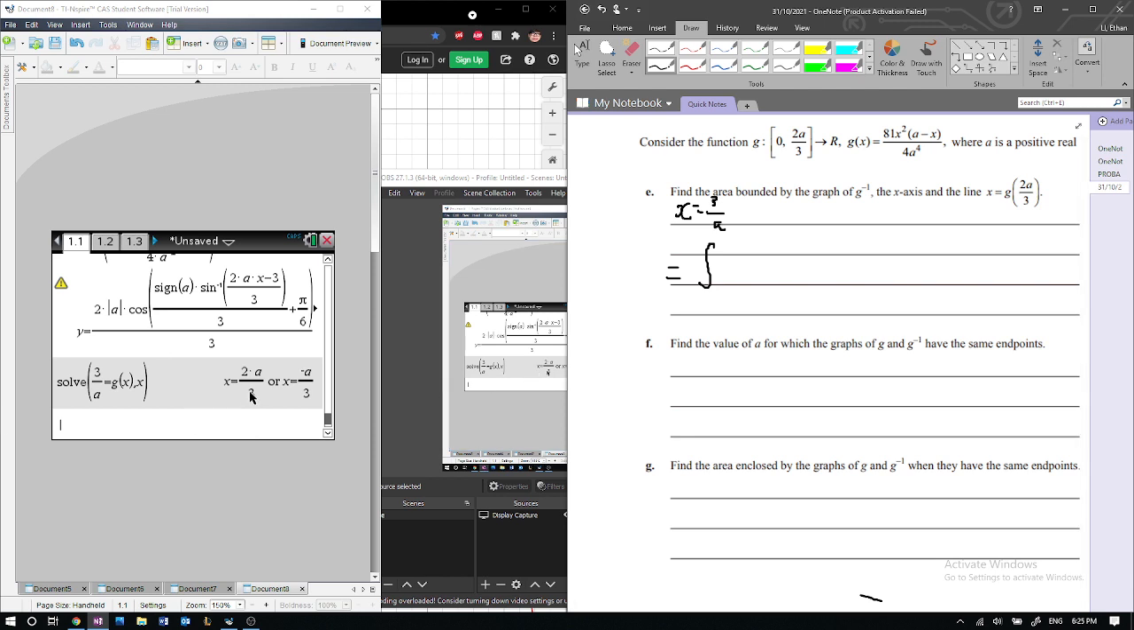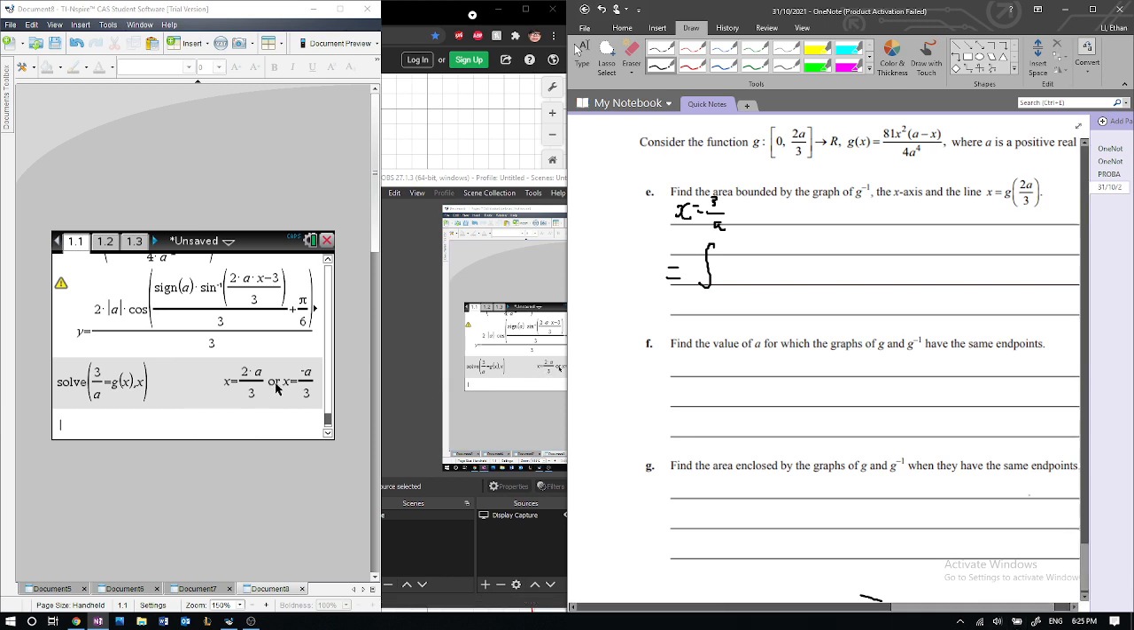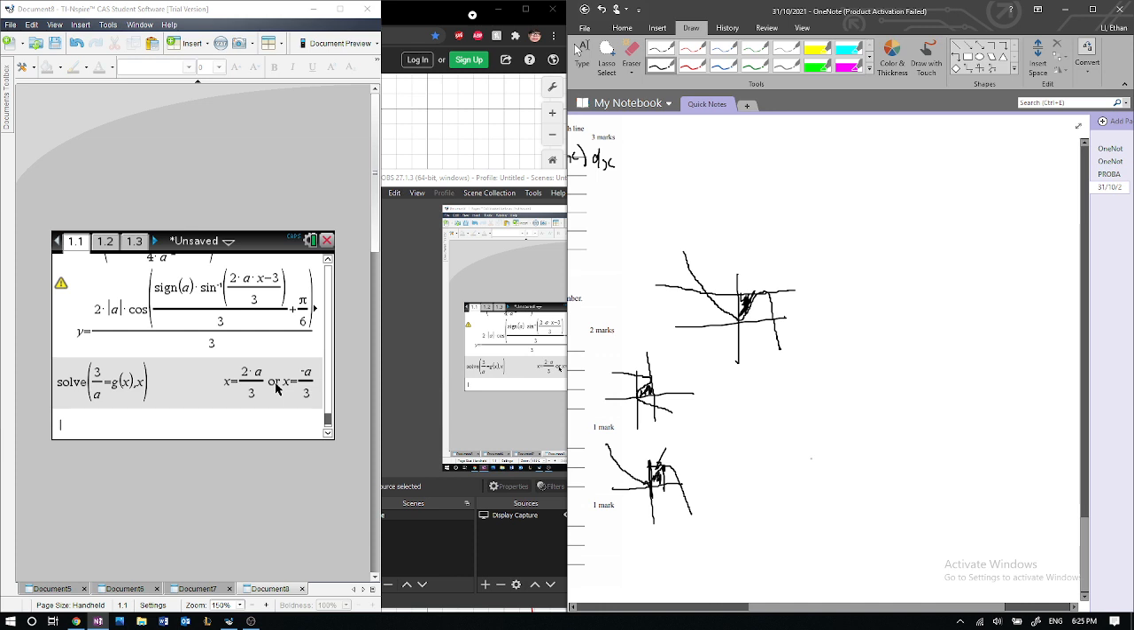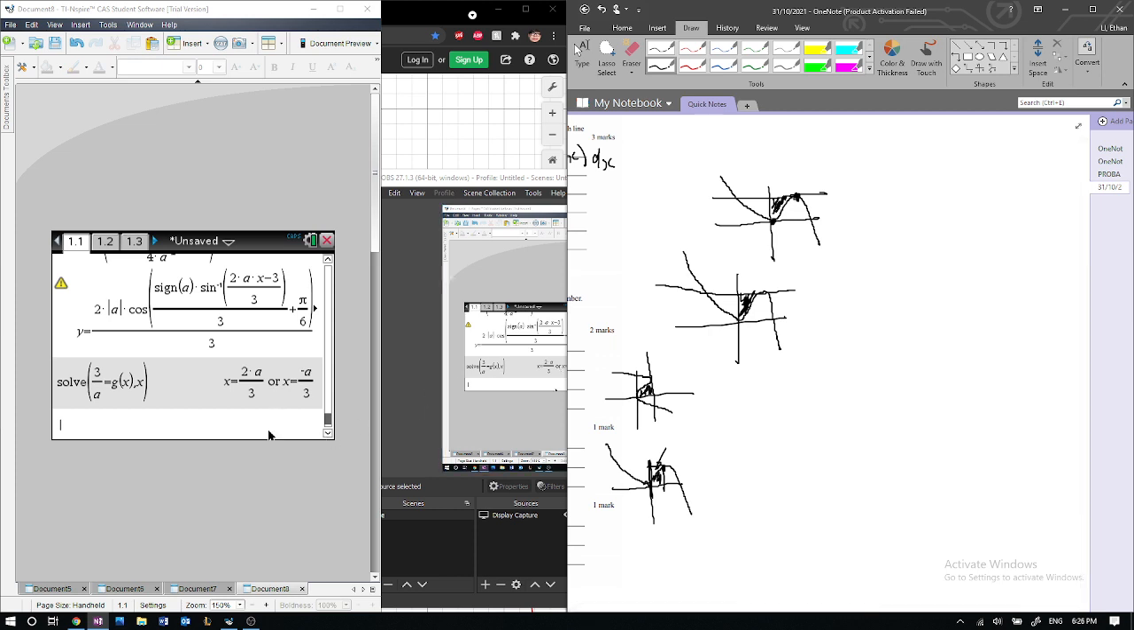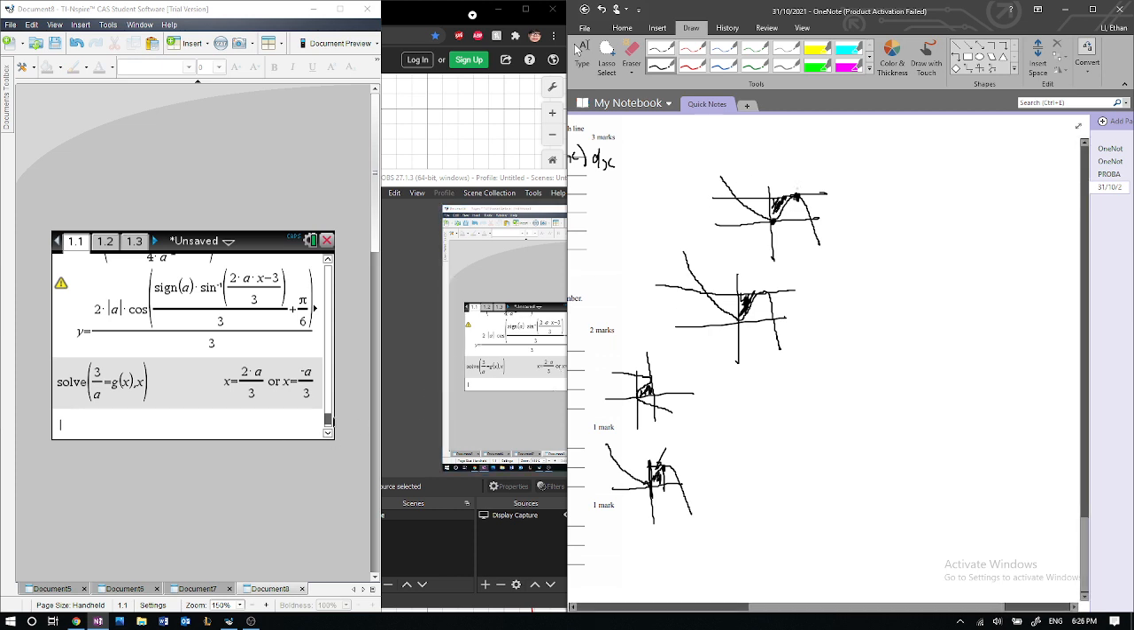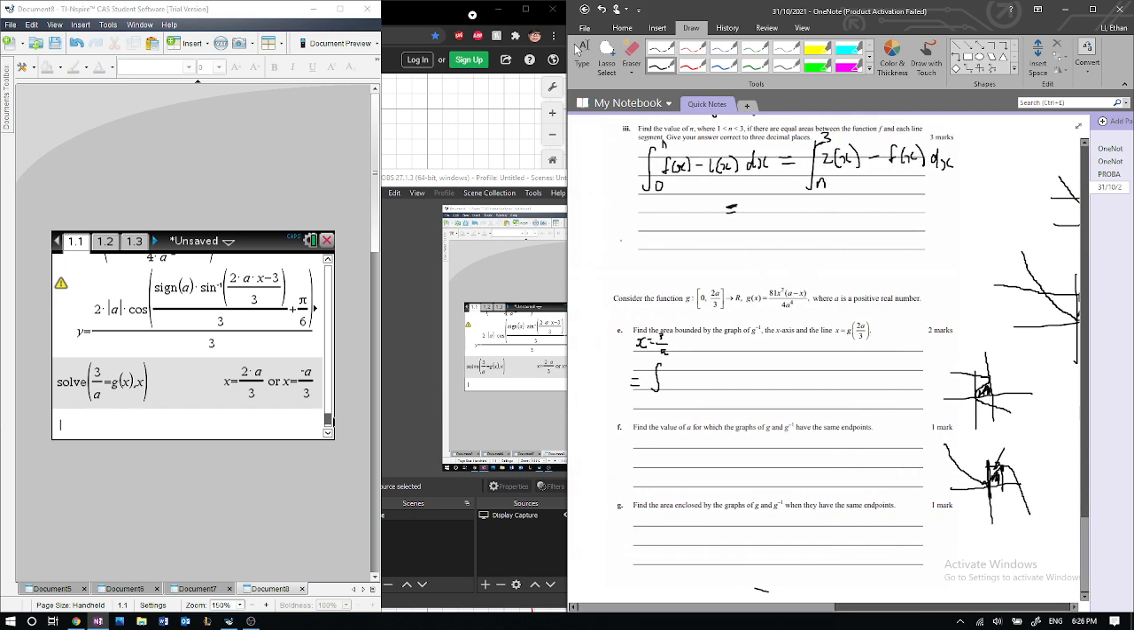Okay, let me tell you exactly what we worked out. I need to draw a better graph. We figured out that the area of the inverse is the same as the area bounded by this, the shaded in bit. And right now I'm trying to find the terminal. I found that x is equal to 0 by letting 3 over a equal to that to find x. So I know that bit is 2a over 3.